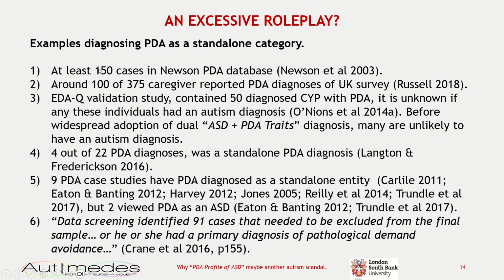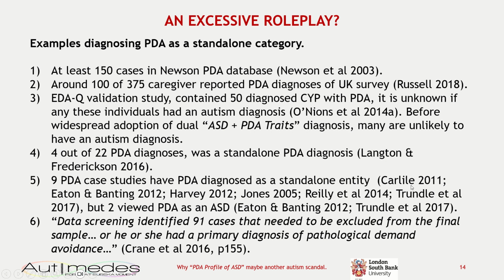I'm going to go back onto other examples of PDA being diagnosed as a standalone category. We've got the obvious one of the 150 cases in Newson's PDA database, but it is actually at least 150 because they excluded cases which had autism features from their database. There's also around 100 out of the 375 caregiver-reported PDA diagnoses in the Being Misunderstood report by the PDA Society. And if you look at the PDA literature, there are at least 4 out of the 22 PDA diagnoses from Langston and Fredrickson's 2 studies which are standalone PDA diagnoses.